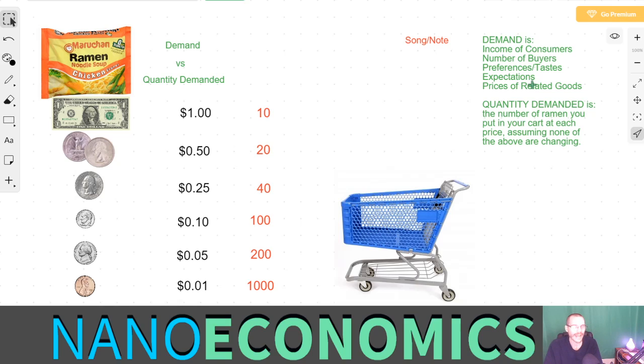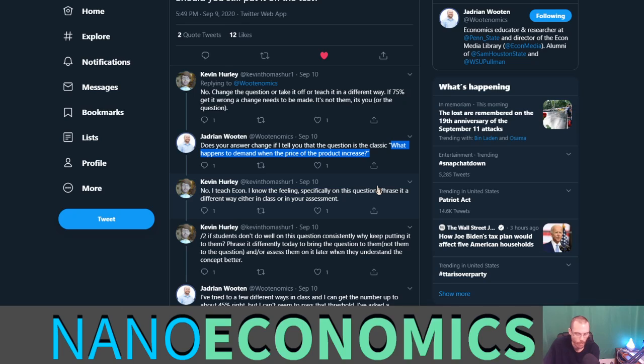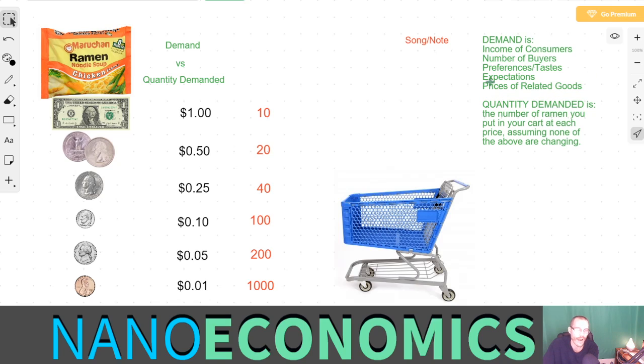But to go back and answer the question that was referred to: what happens to demand when the price of the product increases? The question is asking what happens to these factors, not this. So we're asking, has the income of consumers changed when the price changed? It has not. Has the number of buyers changed? It has not directly. The preferences and tastes, expectations, price of related goods. In all of these scenarios, we were changing the price, and quantity demanded changes. Demand does not. The demand line stays in the exact same spot, continuing to exist.